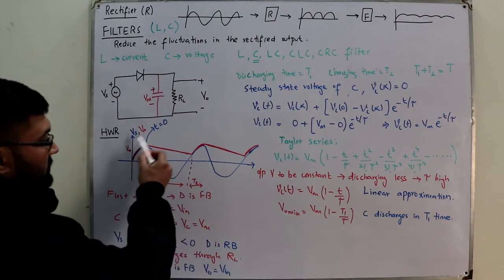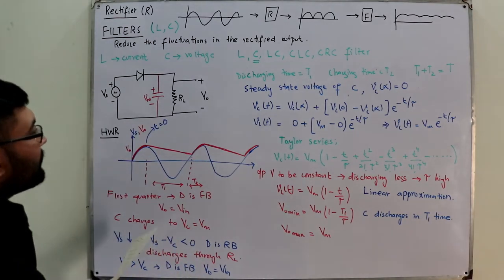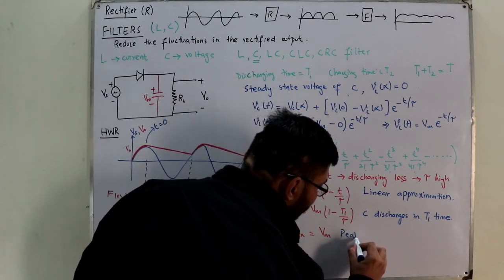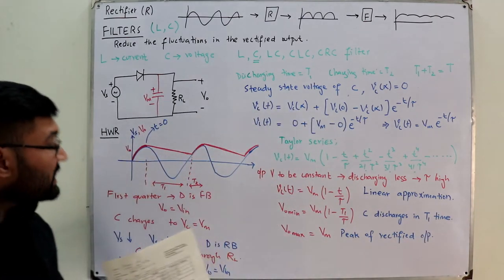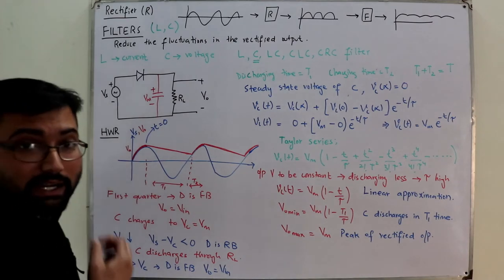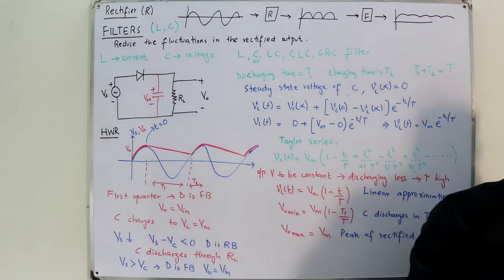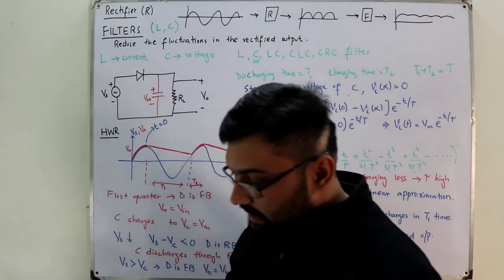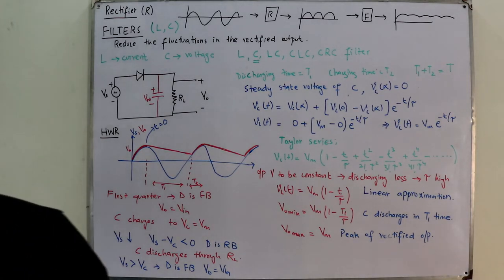Similarly, V0 maximum is the peak value of the rectified output. V0 maximum is equal to Vm, which is the peak of the input. For an ideal diode, it is equal to the peak of the source. But if you are considering a silicon diode, you would have the peak minus 0.7. For a germanium diode, you would have the peak minus 0.3. Now the peak to peak ripple is something important.